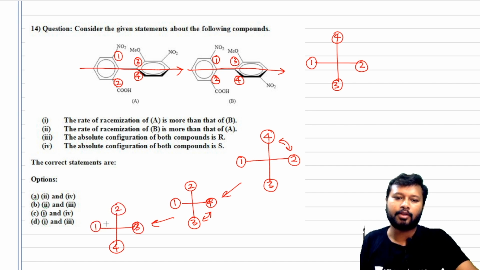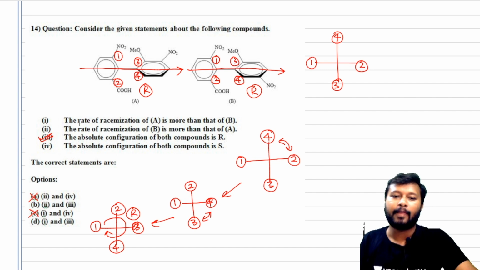Now if you see the rotation, it is going like this, right? It is going in the clockwise direction, so that's why it will be R, okay. So this is R, and similarly, because both of them have the same numbering, this is also R. So the absolute configuration of both the compounds is R. So statement number 3 is correct. So you can cancel out option A and you can cancel out option C. So statement 3 is correct.